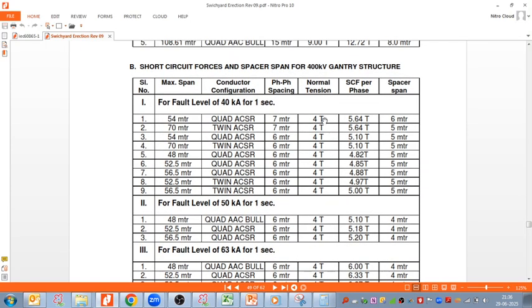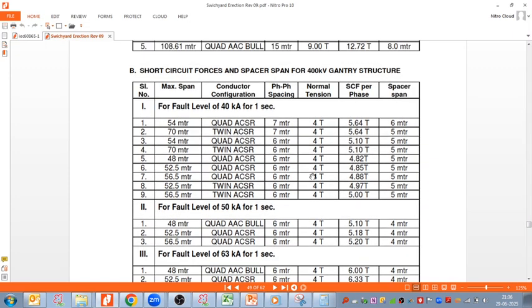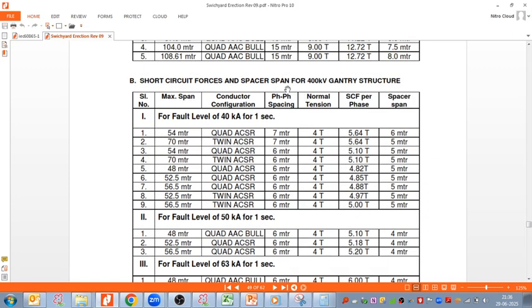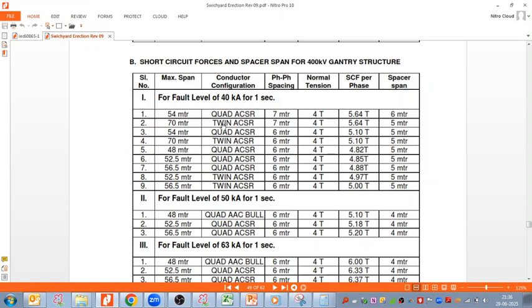And here if you see, everywhere the normal tension is 410. Here they have mentioned quad conductor, quad ACSR, 410. For twin ACSR, since the span was high, for that reason they have taken 410.